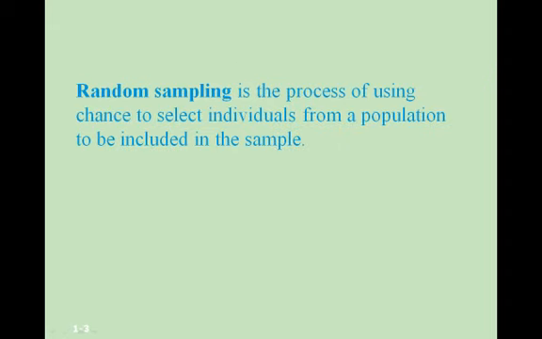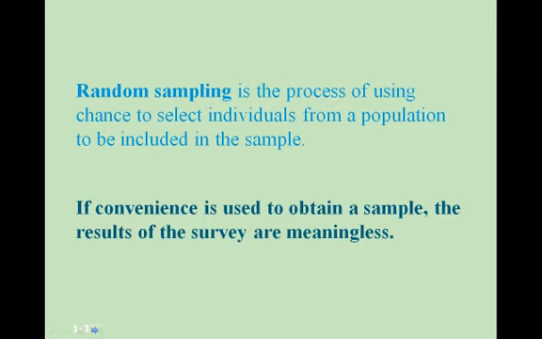Random sampling is the process of using chance to select individuals from a population to be included in the sample. If convenience is used to obtain a sample, the results of the survey are meaningless. So we need to outline a better process for obtaining a more reliable sample.